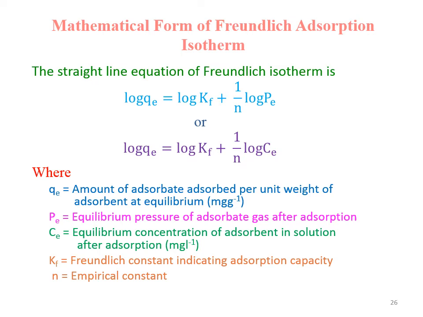PE is equilibrium pressure of adsorbate after the equilibrium has been established. CE is the equilibrium concentration of adsorbate in solution after adsorption equilibrium has been attained, and this is mostly represented in milligram per liter or in ppm. Kf is a Freundlich constant, and it indicates the adsorption capacity, while n is an empirical constant in this relationship.